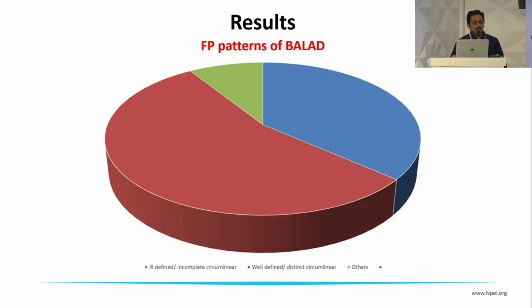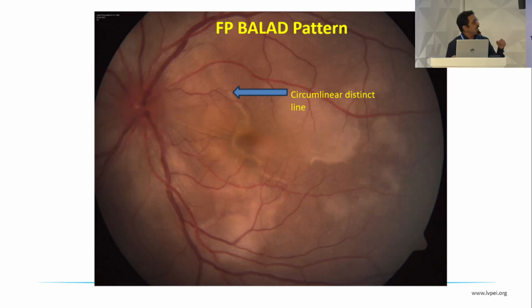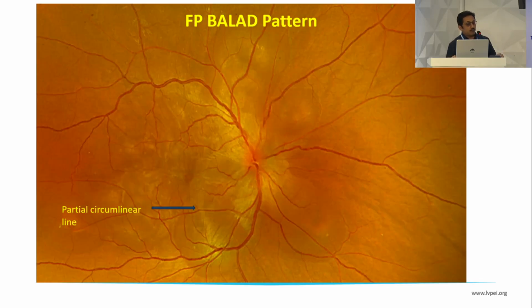If you look at the fundus photo patterns, an ill-defined circumlinear line was present. I'll show you the fundus photo also. Here is what we were looking at on the fundus photo. This was a circumferential kidney-shaped line, a distinct line, which we were thinking as bacillary layer detachment. This was another kind of line, but it was not that distinct. So this is another feature we have to look at on the fundus photo. Another representative image of fundus photo having a bacillary layer detachment is this partial circumlinear line.